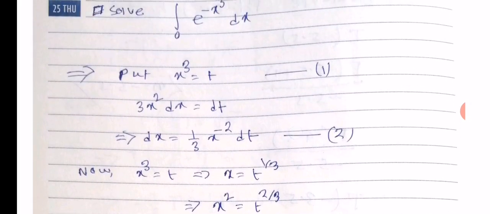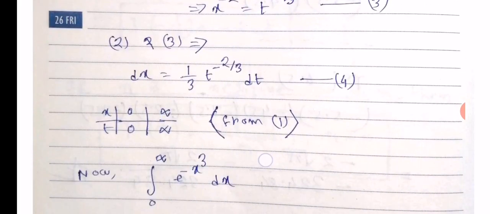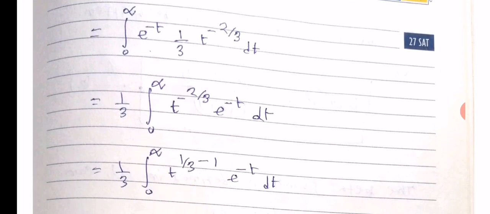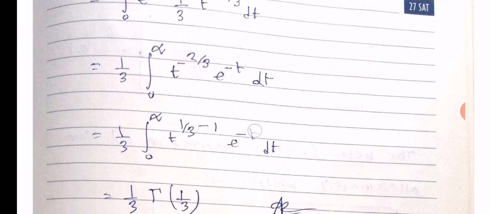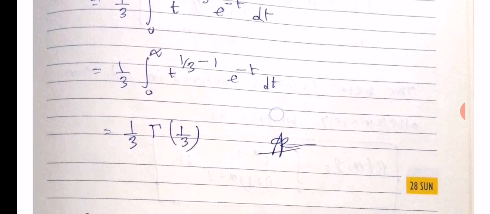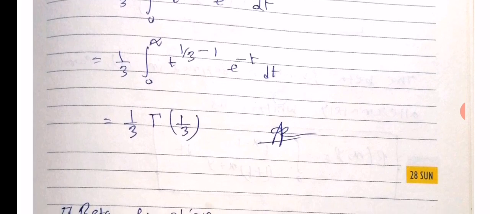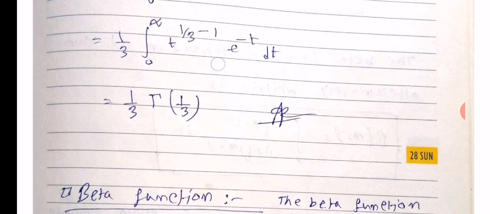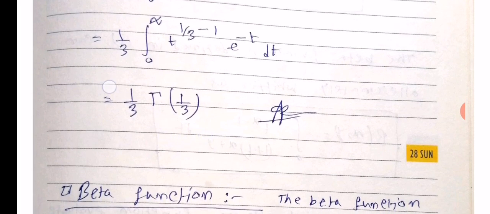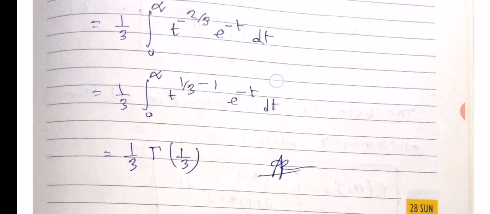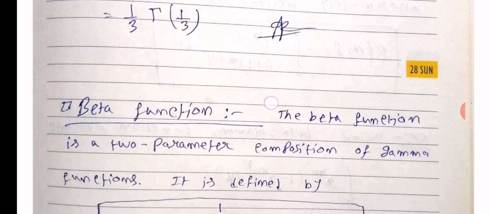So finally this integral is converted to this after substituting all the values. So finally we will get this form. So minus 2 by 3 we can write as 1 by 3 minus 1. So this is of the form t to the power x minus 1 e to the power minus t. So this is gamma function. So here gamma of x, where x is 1 by 3, so 1 by 3 of gamma of 1 by 3. So this is the final answer.